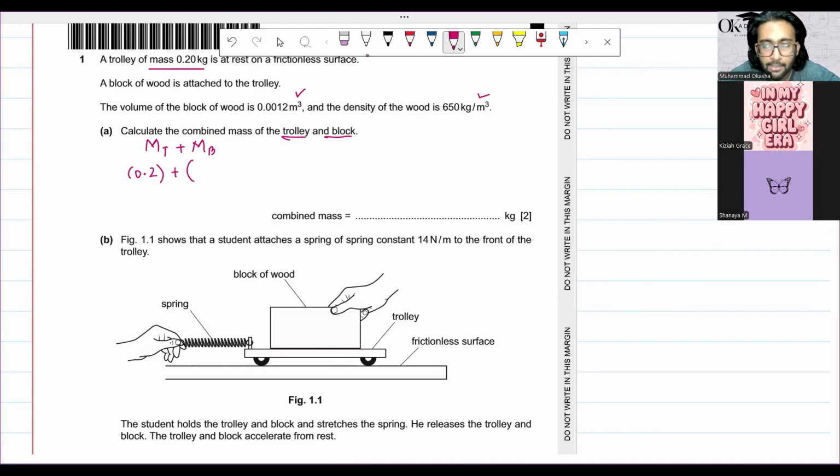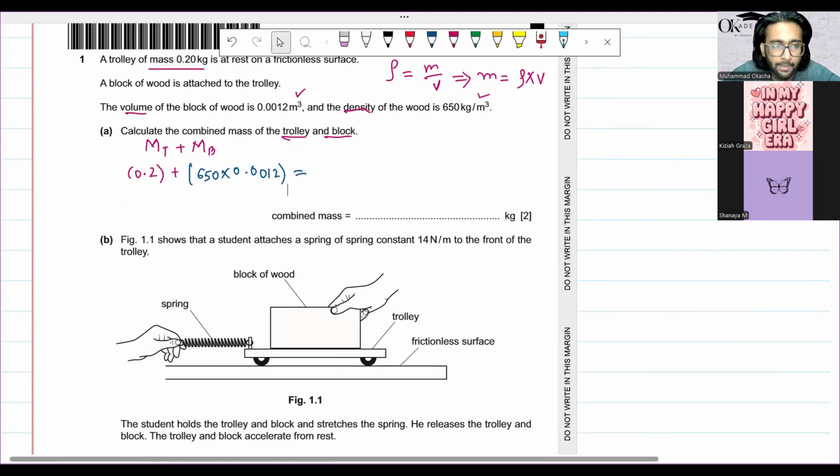Now, we do not exactly know the mass of the block, but we know its volume and density. How do we calculate mass? We know that density is equal to mass per unit volume. From here, you can calculate the mass by multiplying the density and the volume. So that's what I'll do here. I have the density, 650. I don't need to change the units because the units are already consistent. And the volume is already given, 0.0012.